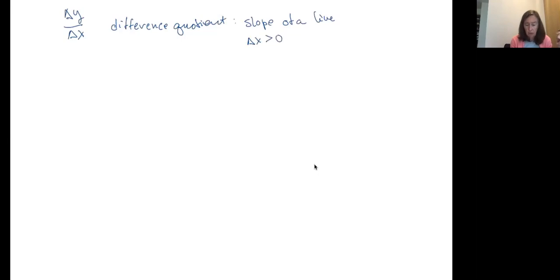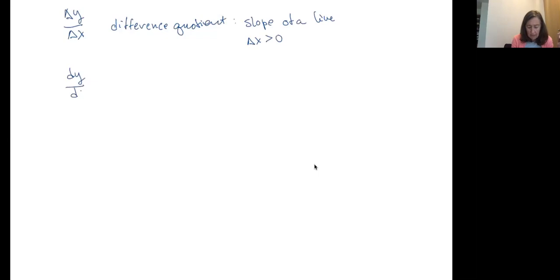When we write delta y over delta x, from now on, that is a difference quotient. It's not a limit, it is just a difference quotient. It's a quotient because we've got one thing dividing another, and those things are differences. The delta y means the difference in y's. Delta x is the difference in x's. We use this to talk about the slope of a line, and delta x really is a number that is greater than 0 here.